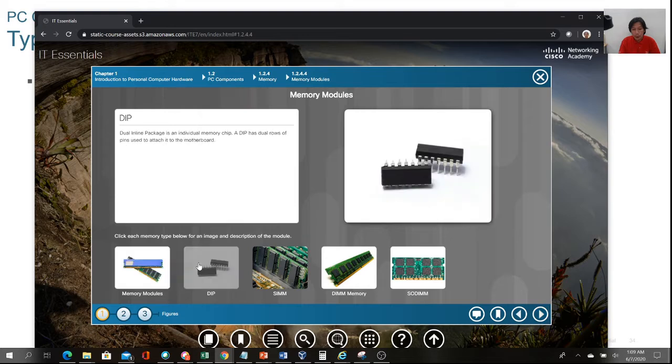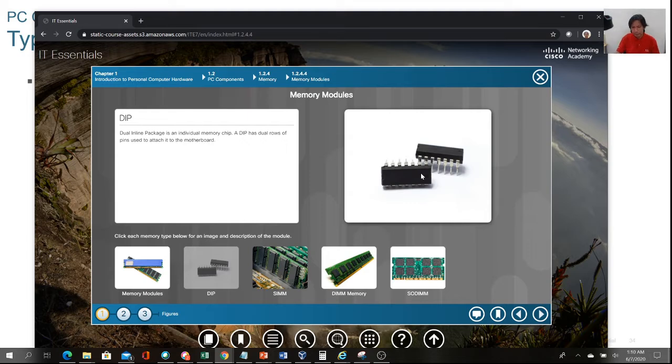In the early days, we did not have the single inline memory module or the dual inline memory module. They had the DIPs, the dual inline package, also called integrated chips. That is why during the 80s our motherboards were quite big, because they needed to install all of these DIP chips onto the motherboard.